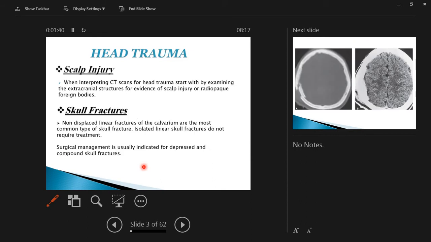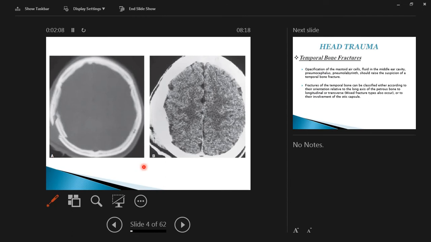Regarding scalp injury, when interpreting CT scan for head trauma, start with examination of any extracranial structure for evidence of scalp injury or radiopaque foreign bodies. Regarding skull fracture, the non-displaced linear fractures of the calvarium are the most common, but isolated linear fractures usually don't require treatment. Surgical management is usually indicated for depressed or compound skull fractures. And here in this bony window, we see the skull fracture very clearly, while in the narrow window, we cannot detect it well.